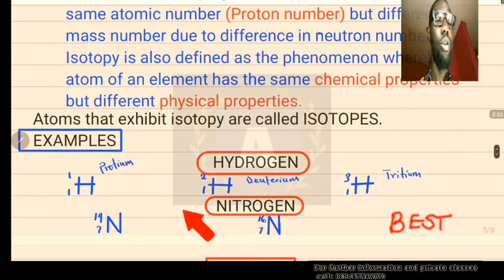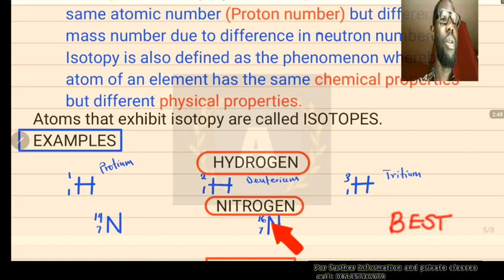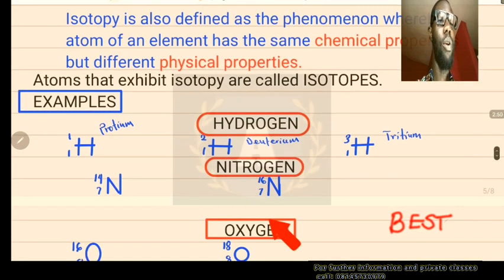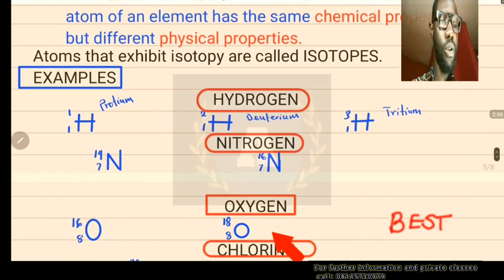The second example is nitrogen. We have nitrogen 14 and nitrogen 16. So nitrogen also exhibits the phenomenon of isotopy. This is an isotope, and this is another isotope. This has a mass of 14, while this has a mass of 16. Another is oxygen. Oxygen also exhibits isotopy. We have oxygen 16 and oxygen 18.